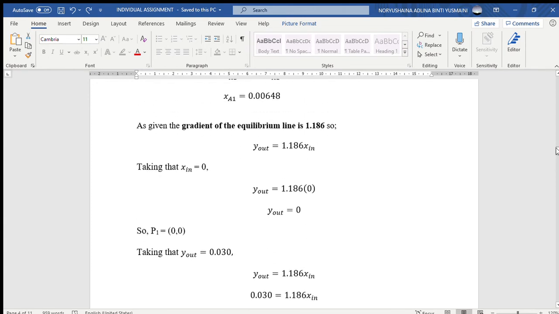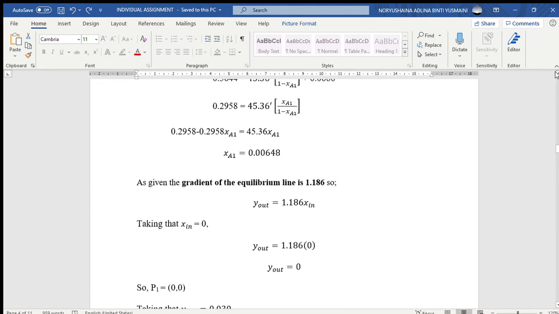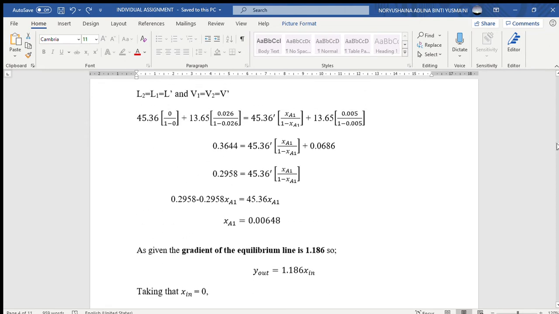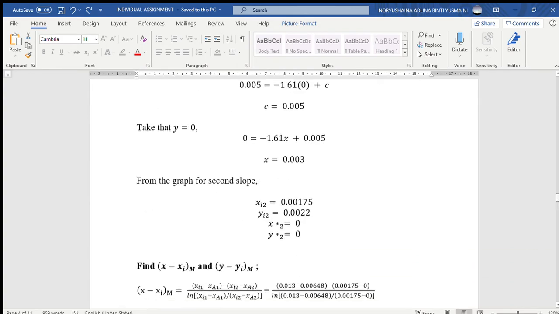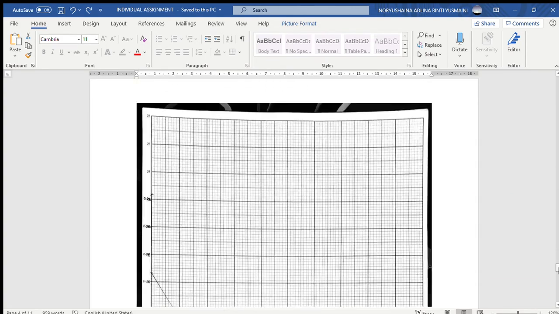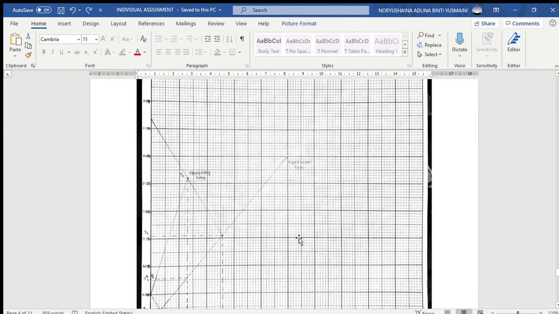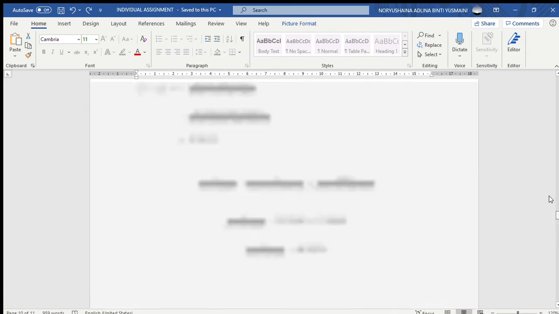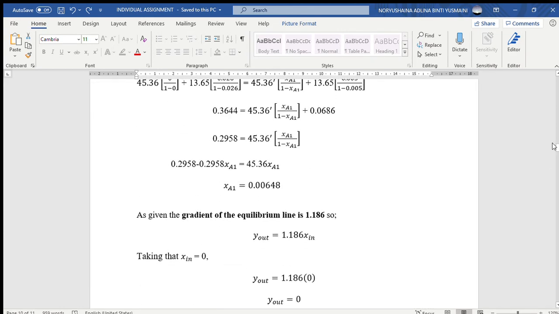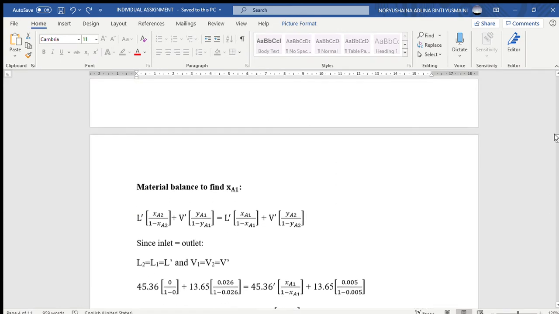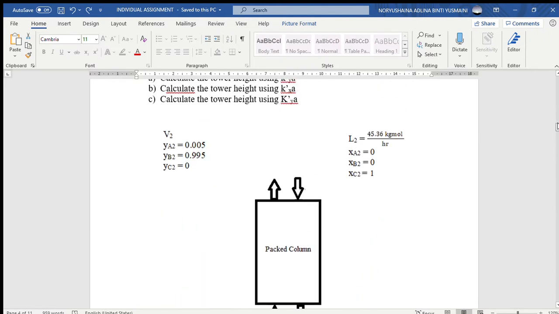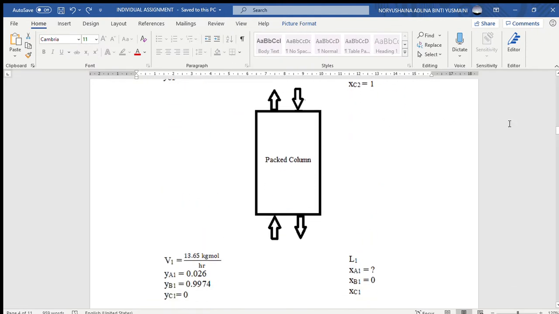Next, what I want to do is the operating line. So here is my operating line. This is P1 and this is P2. I took the values of XA1 and YA1 as P1 and XA2 and YA2 as P2.